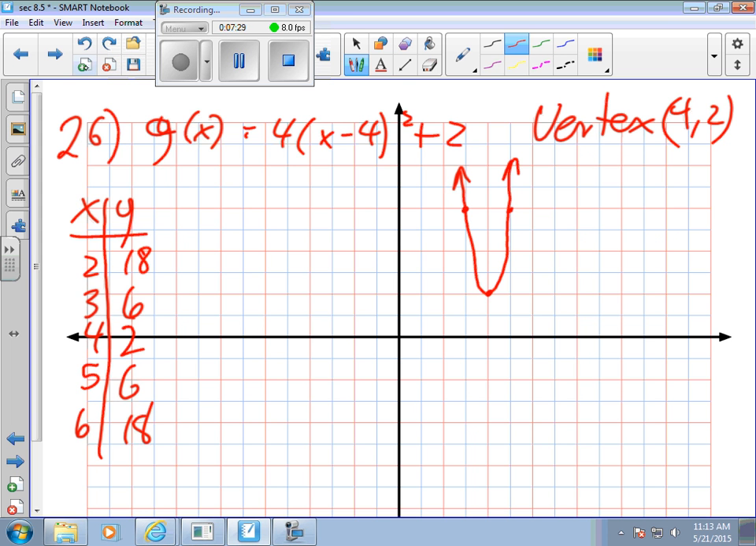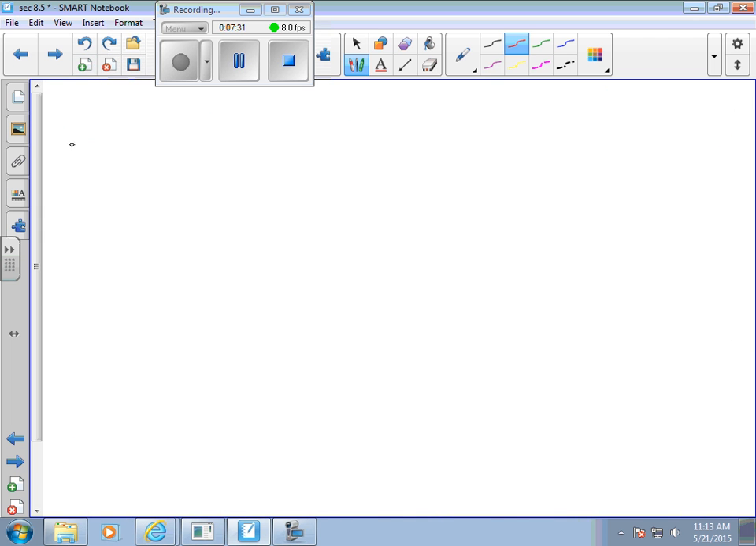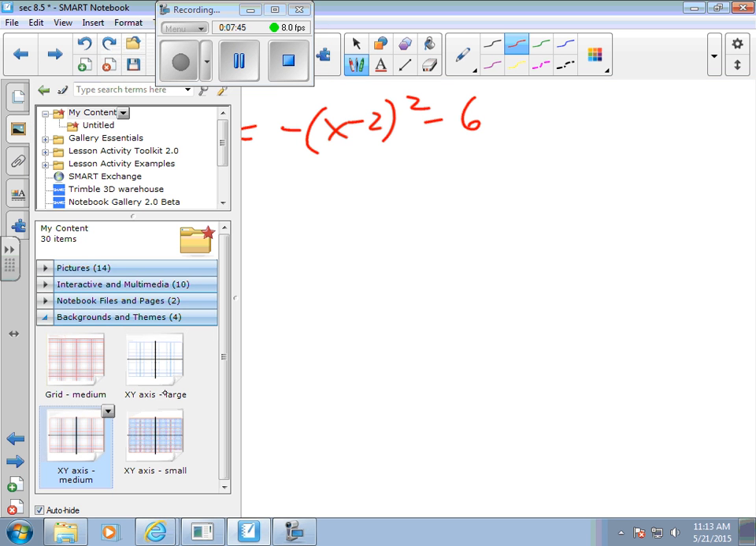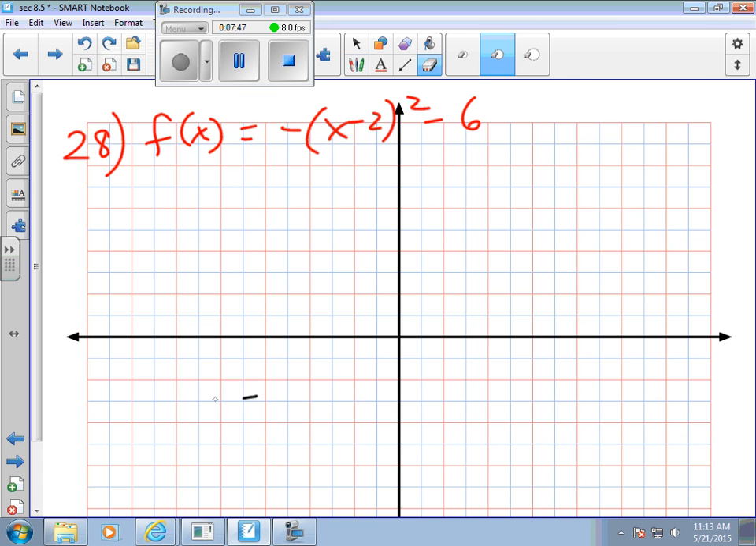And the last one we're going to look at is question 28. Question 28 says f of x equals negative quantity of x minus 2 squared minus 6. We want to graph, let's do that one. Our vertex is the opposite of this number, same as this number, so it's at (2, -6) is my vertex.